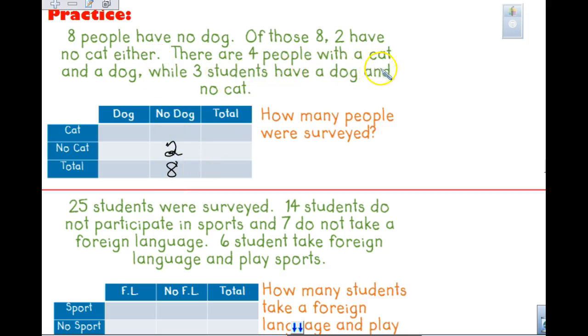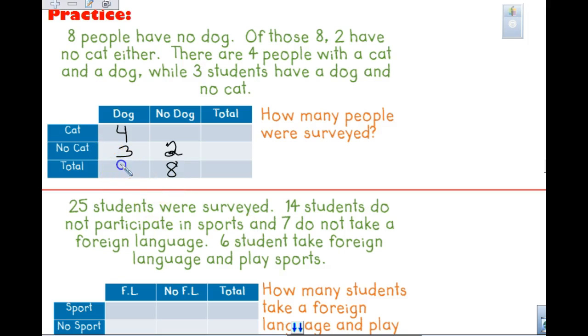There are 4 people with a cat and a dog. Cat and a dog, that's my 4. And 3 students have a dog and no cat. So have a dog, no cat is going to be our 3. So right now, you should be able to fill in the other numbers by adding and subtracting.